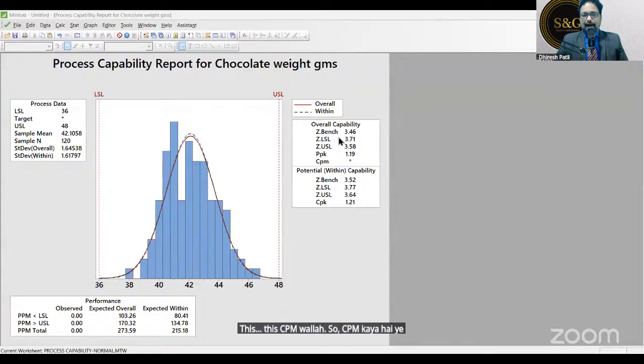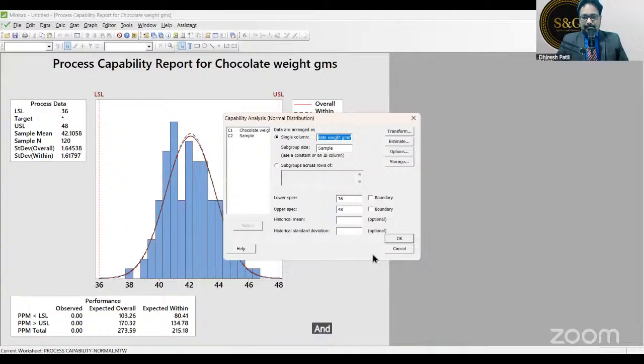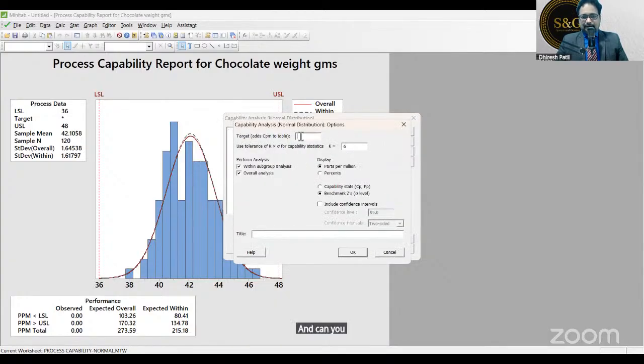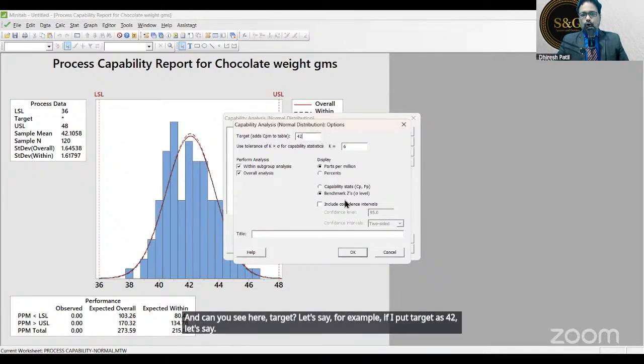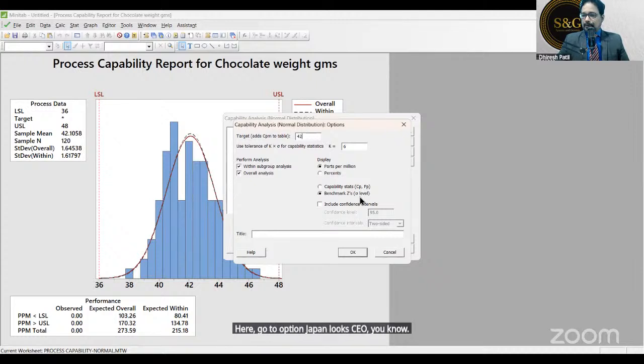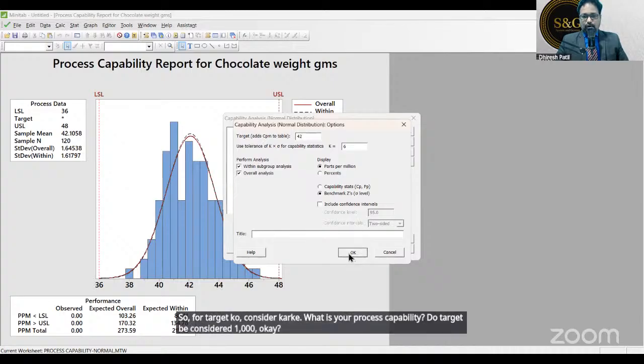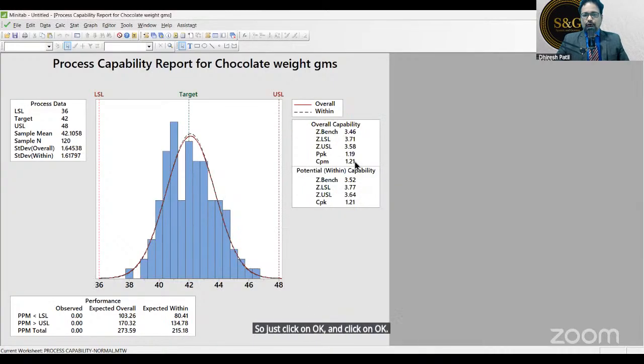Target अगर हम लोगों ने सेट किया, let's say if I go back and set a target here, go to option, and can you see here target? Let's say for example, if I put target as 42, यहाँ पे टारगेट आपने डाला 42, तो वो टारगेट को consider करके what is your process capability, वो टारगेट भी consider करता है उसमें. Okay, so just click on OK and click on OK. So here you will find out CPM as well, which is 1.21.